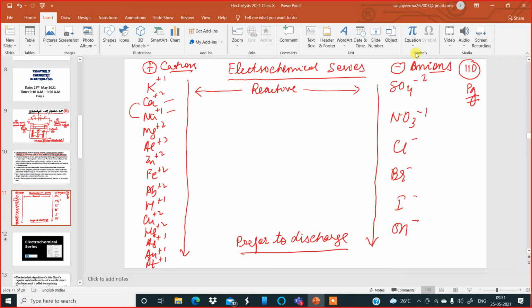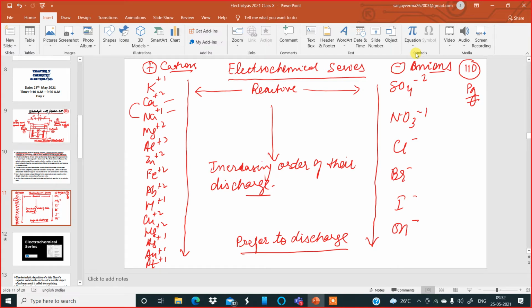The electrochemical series is a series of ions, cations and anions, which are arranged from top to bottom in the decreasing order of their reactivity, or in the increasing order of their discharge. If you move this way, the order of discharge is increasing. When I say discharge, it means to lose the charge and become neutral.